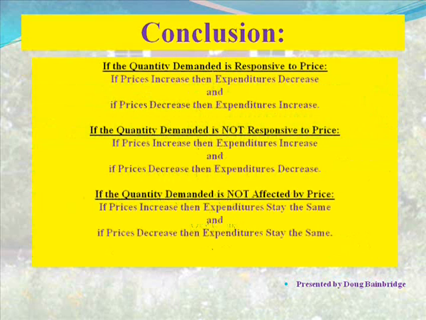Conclusion. If the quantity demanded is responsive to price, that is, if prices increase, then expenditures decrease, and if prices decrease, then expenditures increase. Now, if the quantity demanded is not responsive to price, if prices increase, then expenditures increase, and if prices decrease, then expenditures decrease.